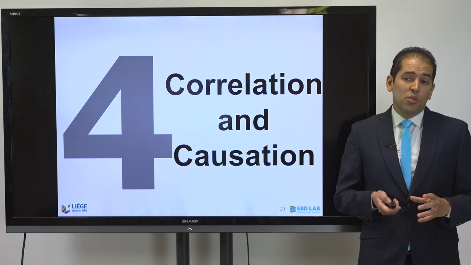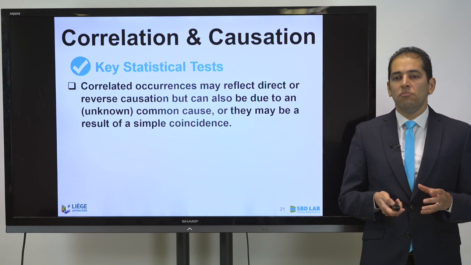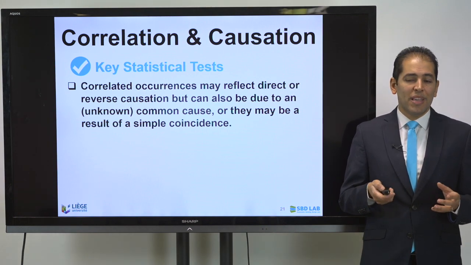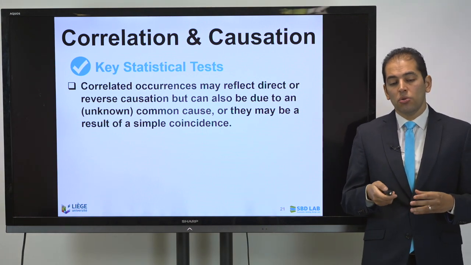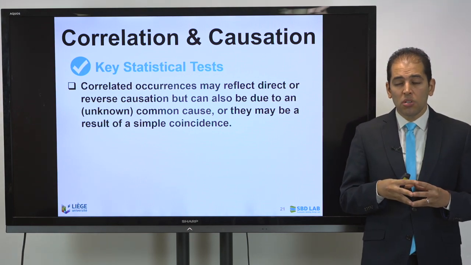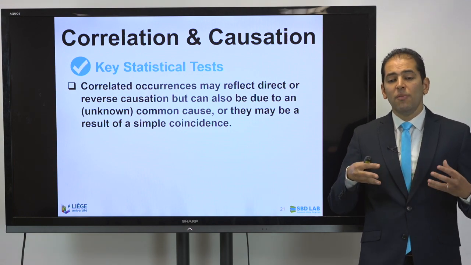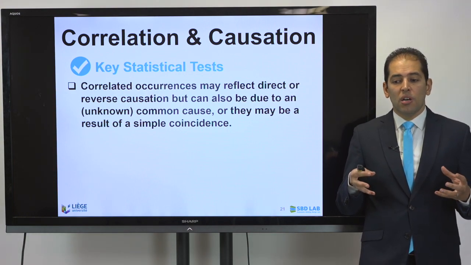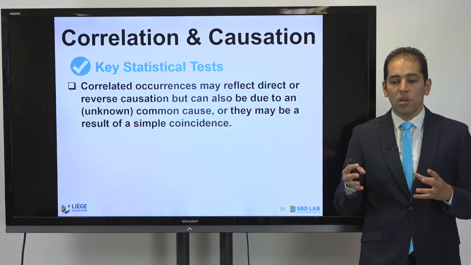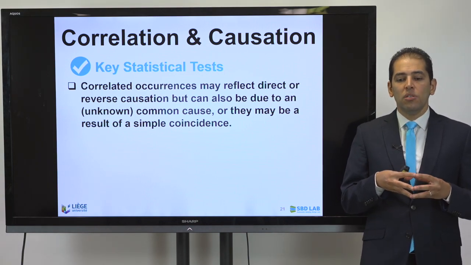The second very famous problem is confusing causation with correlation. Well, correlated occurrences may reflect direct or reverse causation, but can also be due to an unknown common cause, or they may be a result of a simple coincidence. So we cannot every time establish a causation if we find an association or a correlation in our data set. So we need to be very aware of it and we need to take care of that.